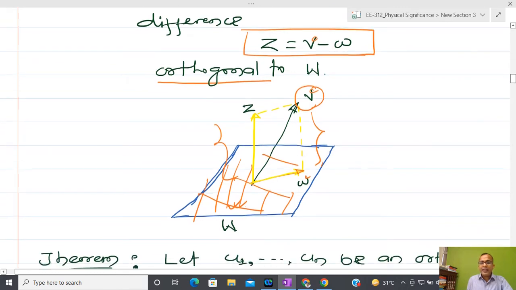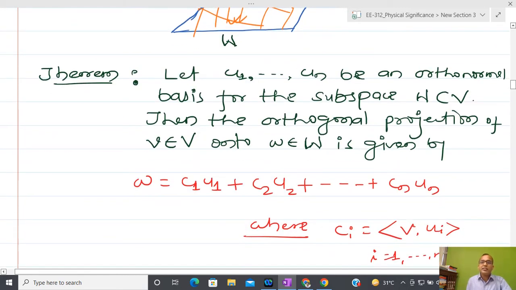Okay, and here now I am going to state the theorem. What this theorem is telling is that let u1, u2 and un be an orthonormal basis. In the previous class I have already talked about orthogonal and orthonormal, so please check it carefully: what is the difference between orthogonal and orthonormal. I am assuming that u1, u2 and un be an orthonormal basis of a subspace W, that is a subset of vector space V.